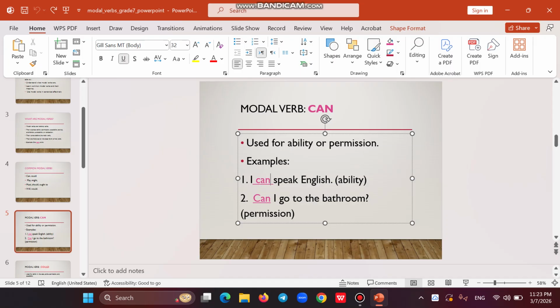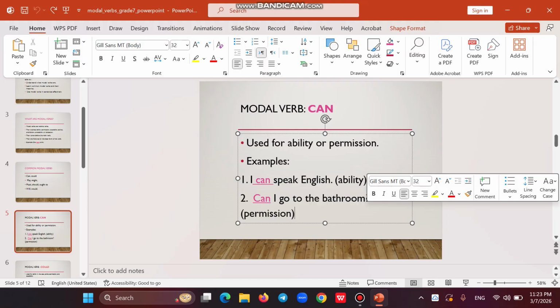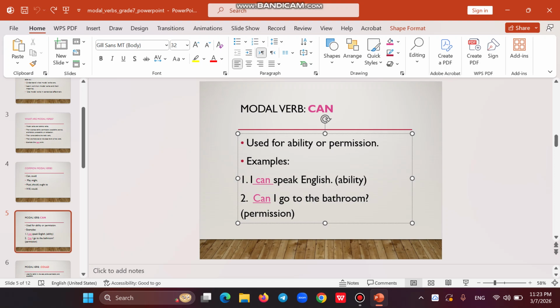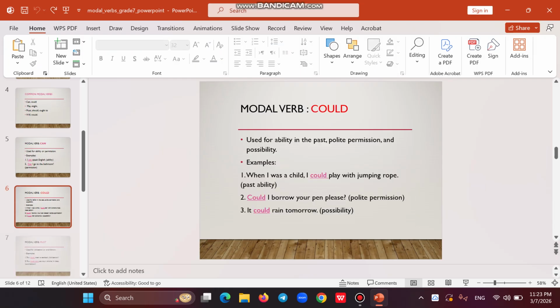Example 2. Can I go to the bathroom? Can I go to the bathroom? So maybe I'm asking the teacher, the instructor. I am taking what? A permission. عم باخد إذن. I'm asking him if I can go to the bathroom. Okay, so here can has a different meaning. It has the meaning of permission. Okay, this is concerning the modal verb can.